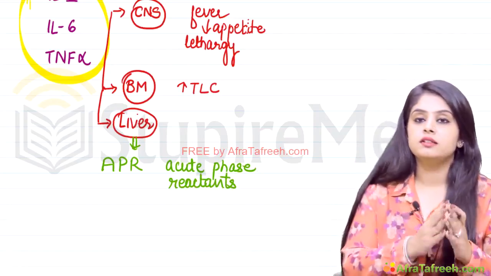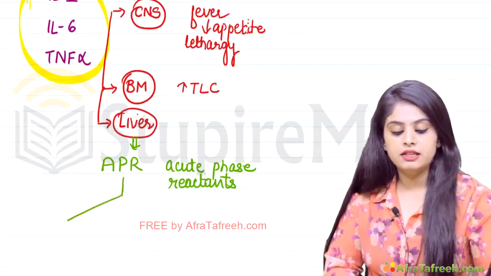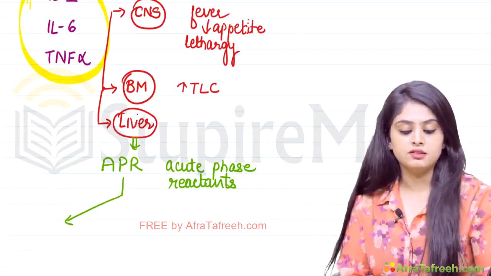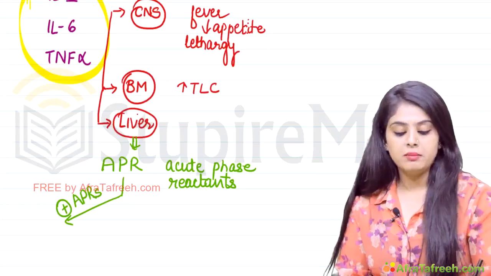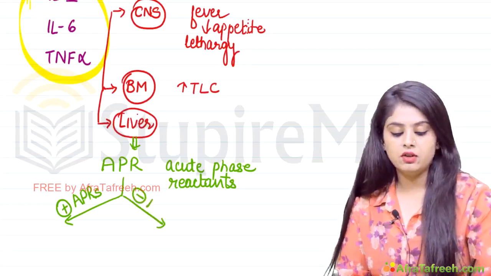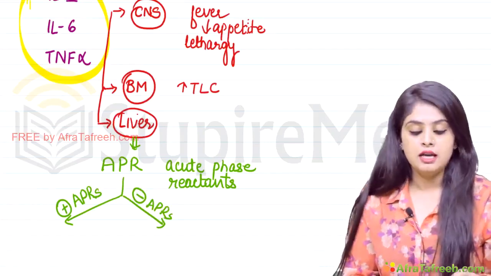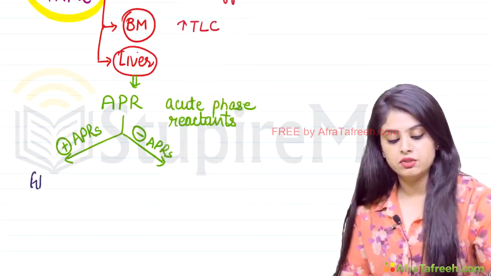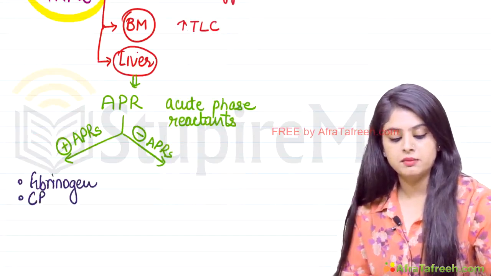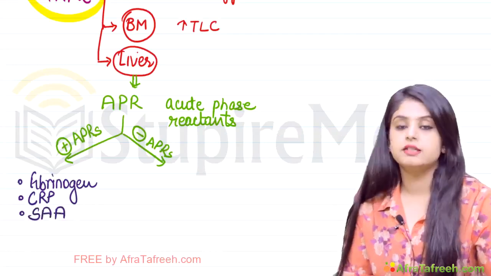Now, when interleukin 1, 6 and TNF alpha act on the liver, either they will increase the synthesis of acute phase reactants, we will call them positive APRs, or they might decrease the level of some acute phase reactants, we will call them negative APRs. Now, positive APRs will include fibrinogen, CRP, serum associated amyloid.